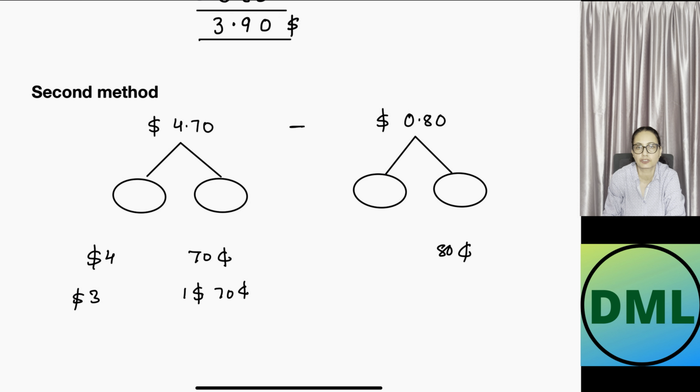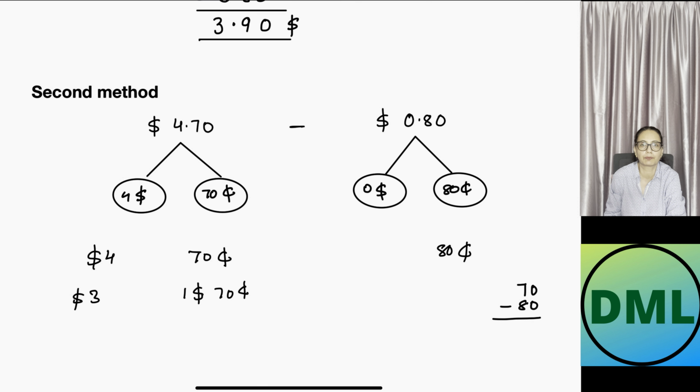$4.70 will be written as $4 and 70 cents. Let's write down $4 separately and 70 cents separately. $0.80 will be written as 80 cents. I need to do the subtraction here. This is basically $4 and 70 cents, and I am subtracting 80 cents from here. As I told you, cents will be subtracted from cents only. From 70 cents, you need to subtract 80 cents. This shows you have to write it down like this. From 70, you are subtracting 80.